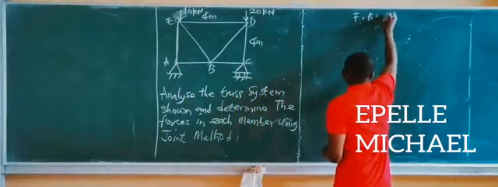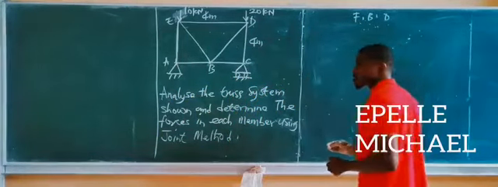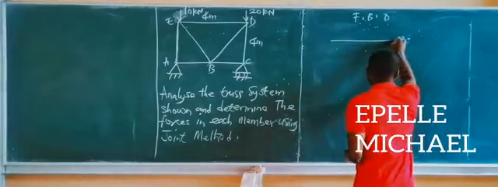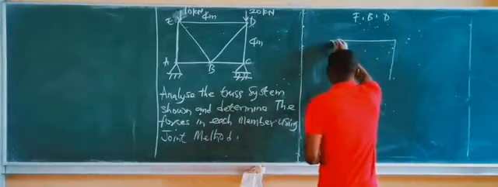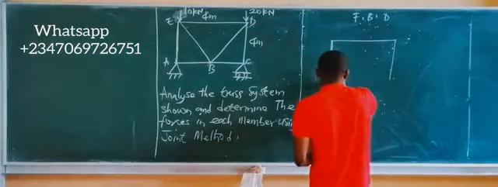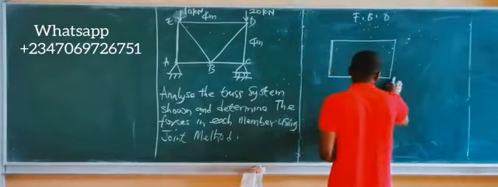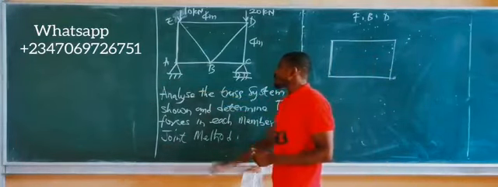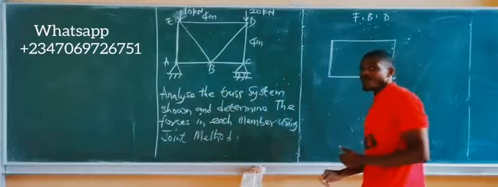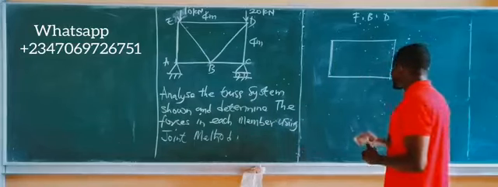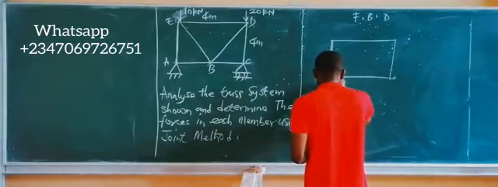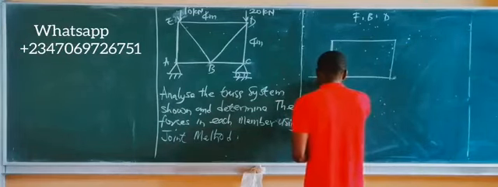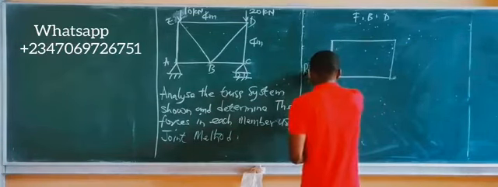So we have the FBD. It's not much of a big deal, just redraw the truss the way it is. Then identify the hidden forces at the supports. Now at point A we have a pin support, and for a pin support we have two reactions, one vertical and one horizontal. We'll call the vertical one RAY, and the horizontal one RAX.